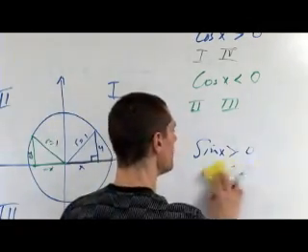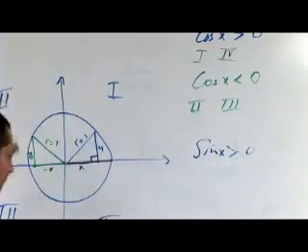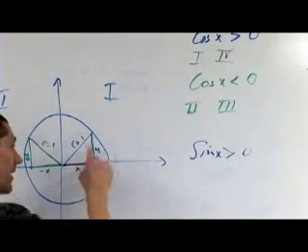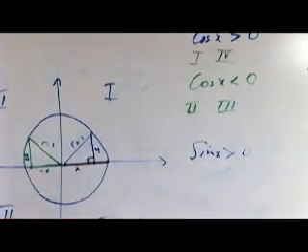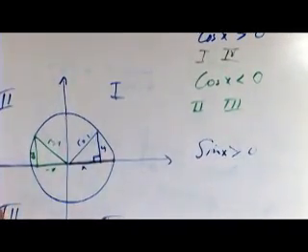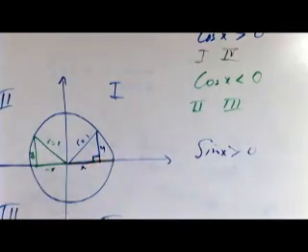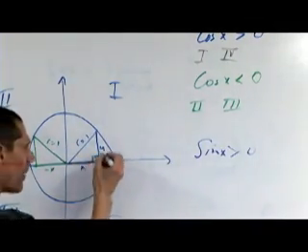Actually, I'll need a little room here. So sine x is greater than 0. Well, sine x is y divided by r. Clearly, where y is greater than 0, right? R is always going to be positive. So when y is greater than 0, well, where is y greater than 0?